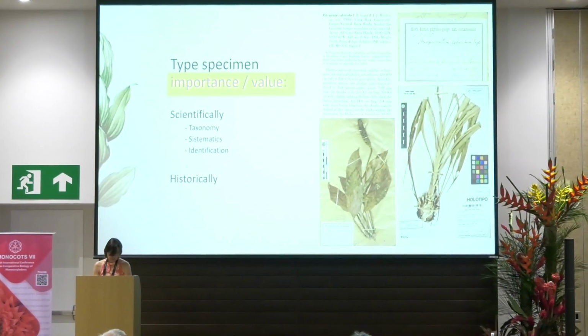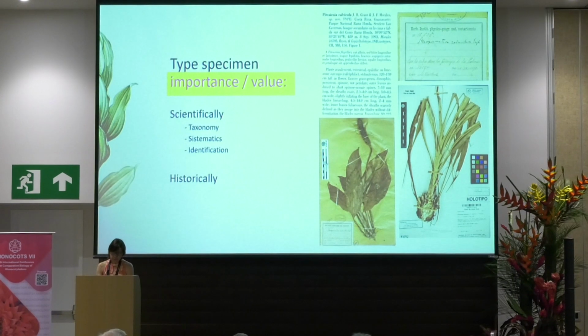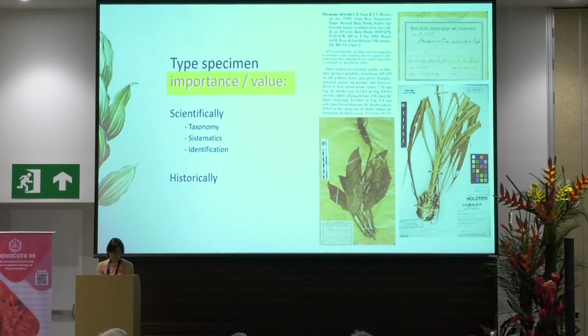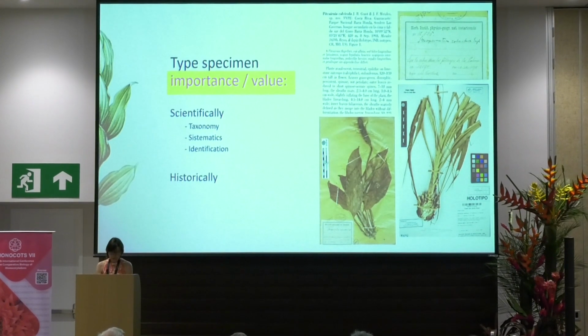As you all may know, names of biological entities have types, a type being a specimen to which the name of a taxon is permanently linked. And therefore, types are particularly important to taxonomists, and this means they are among the most scientifically valuable and historically significant specimens in the collection we care for.